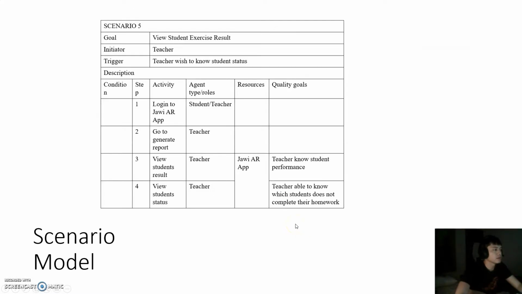Fifth scenario goal is view student exercise result. Initiator, teacher. Trigger, teacher wish to know student status. First step, log into Jawi AR app. The second step, go to generate report. Third step, view student result. Fourth step, view student status.